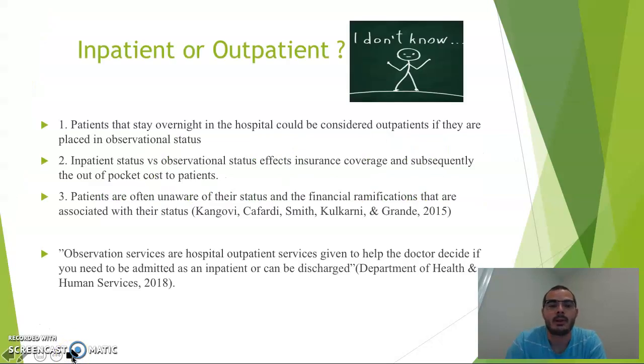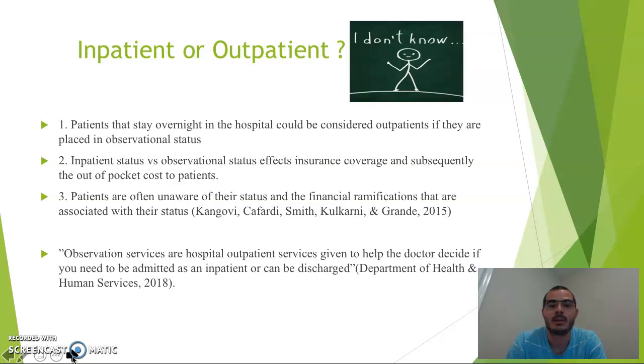The problem with observational status is people don't know whether they're inpatient or outpatient. When you're placed in observational status, basically it means that the doctor has not had enough information or enough time to determine whether you need to be an inpatient or not. So it allows them to do some further testing while you stay in the hospital, but technically you're still an outpatient because you actually haven't been admitted to the hospital.